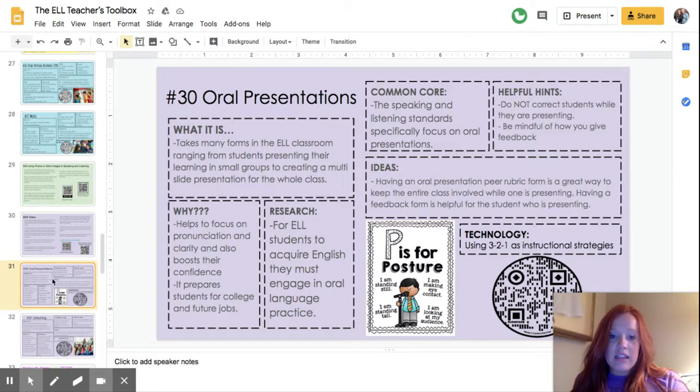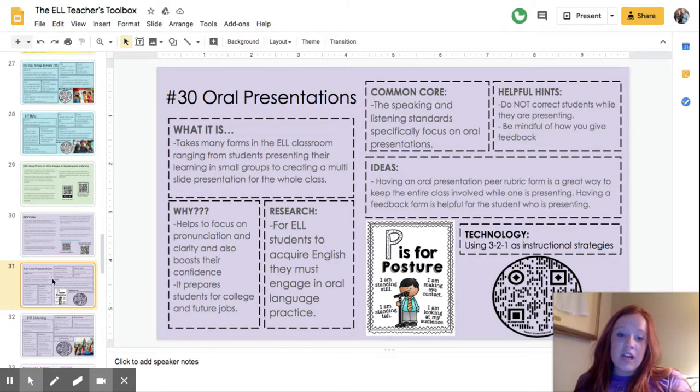give feedback to them. And an idea for oral language presentations is having an oral presentation peer rubric form, and it keeps the entire class engaged. That way, they're listening to what is going on with each student presenting. And then having a feedback form is helpful for the students who are presenting. They can know all about what they did while they were presenting and how great of a job they did. This is a way to boost their confidence and stay positive.